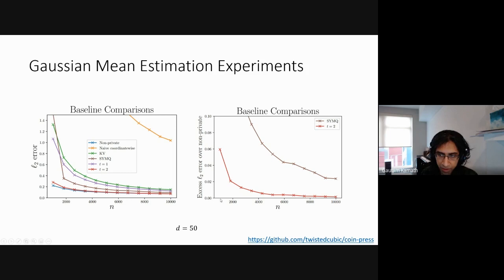So 0 is kind of the best we could possibly hope for, just because that's the non-private estimate. And you can see that there are pretty significant gaps, especially at small sample sizes, between us and the best alternative, which is this do-it-all paper. Let me just remind you that the do-it-all paper was focused on the univariate case.